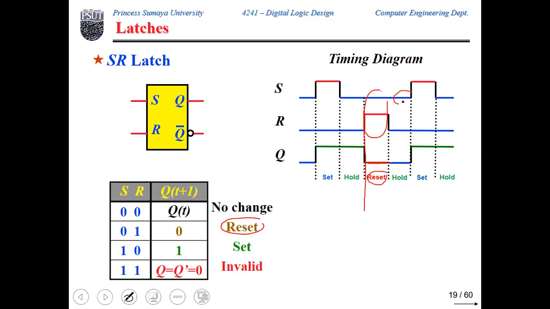Then we have 0, 0 for S and R, which is what? Hold, right? It is a hold operation. So from this instant of time up to this instant, where there is no change in S and R, and both are zeros, Q is held. Q is not changed. So I need to know the previous value of Q before this instant, which is 0. So Q stays 0 here, and so on.